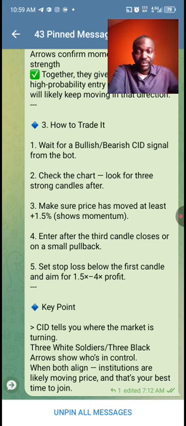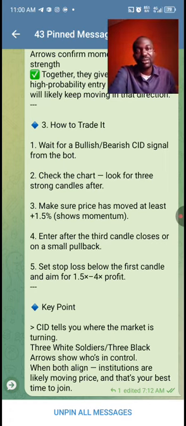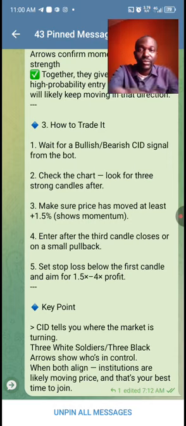So key points. Change in direction tells you where the market is turning. 3 white soldiers or 3 black crows shows who is in control. Like I've said, if it is going up, it's bullish. If it's coming down, it's bearish. When both align, institutions are likely moving price, and that's your best time to join. I think that is straightforward. So I believe we've come to the end of the second topic for today.